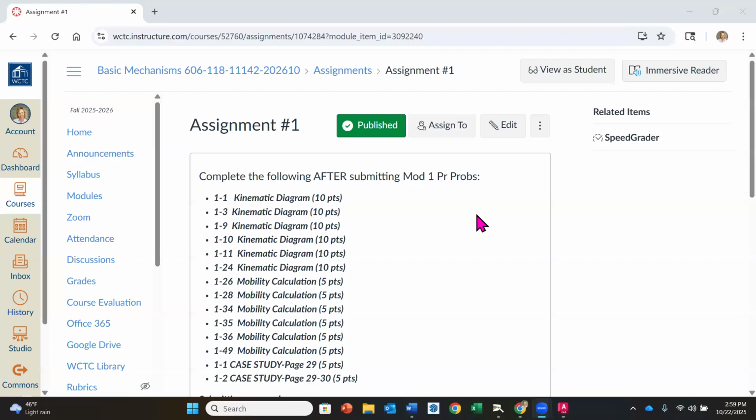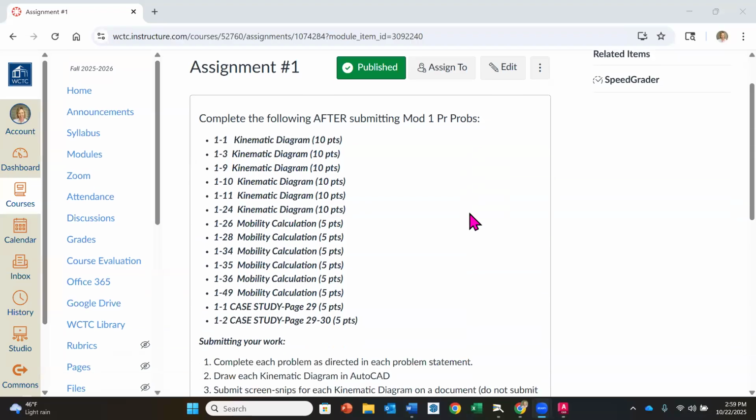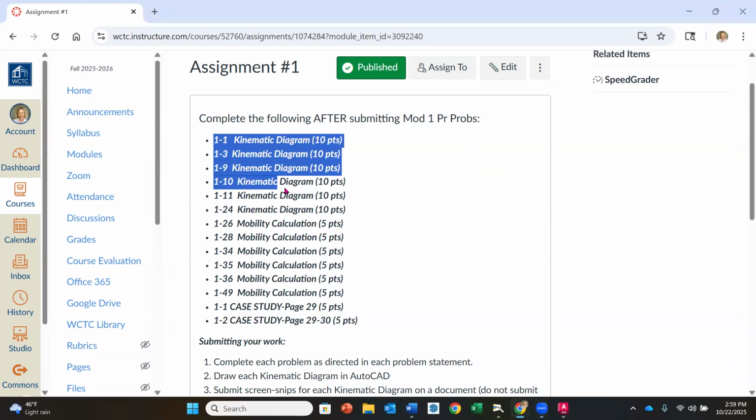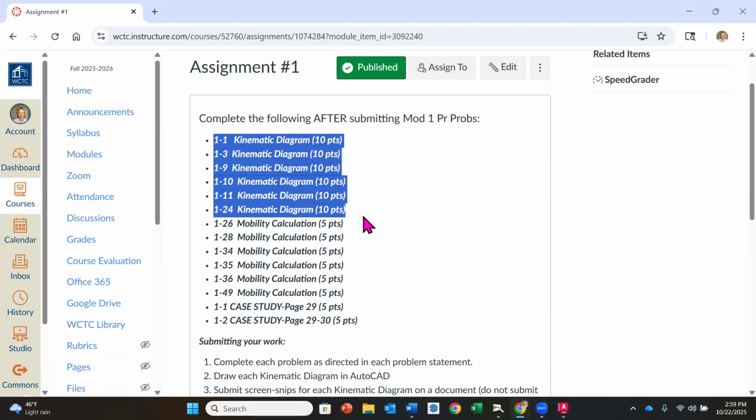So as we look at assignment number 1, it looks like there's a lot to do here, but you will notice that the first 6 problems are kinematic diagrams. They have to be in AutoCAD, no sketches here. Everything you're handing in for the assignment is AutoCAD. That's why we set up the kinematic start file, and you want to use that.